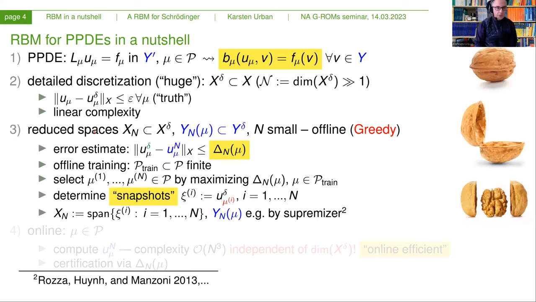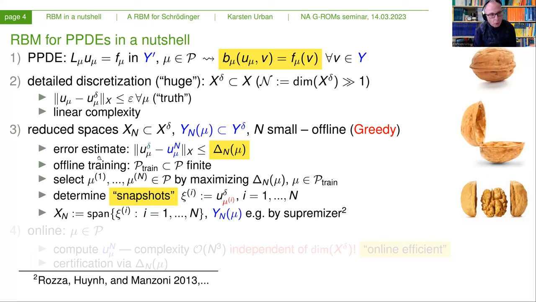Good, then the reduced spaces, here I would want to denote them by X index N, so this straight N is small. And since we have different trial and test spaces, we also need a second set of reduced test functions. And as you see here, this might depend on the parameter for stability reasons. This N is small, much smaller than the curly N. And typically this reduced system is determined in an offline phase by greedy kind of learning algorithms.